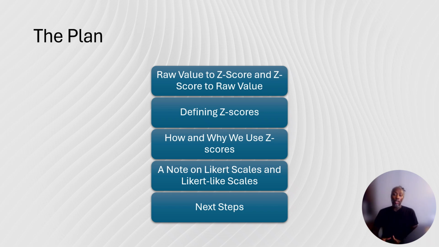So what that's going to look like in this video is what you see here. We're going to start with how you can convert raw values to z-scores, and how you can convert z-scores back to raw values. We will then define what a z-score is, and then talk about how and why we use z-scores. I do have a note that I want to make later in this video about Likert scales and things that are related to Likert scales before we get to talking about the next steps in the course.